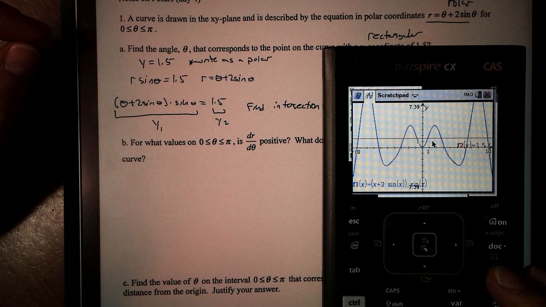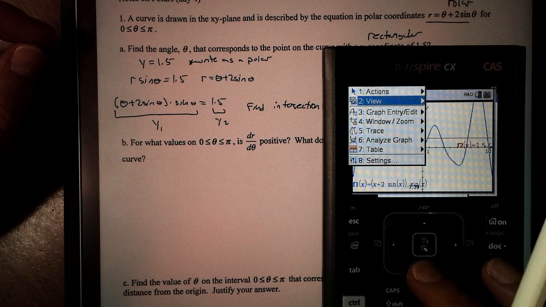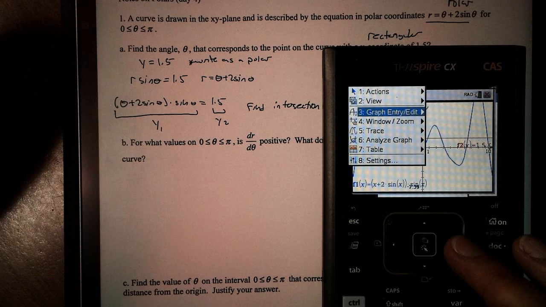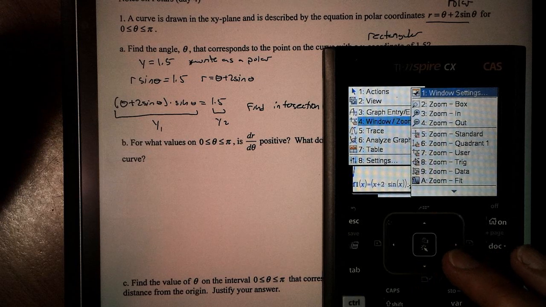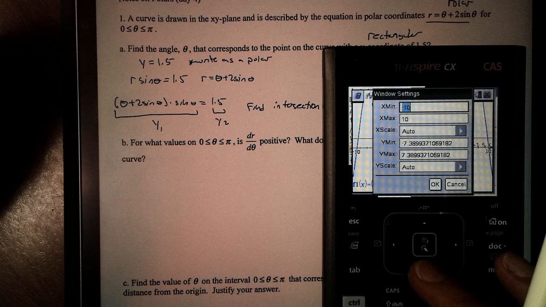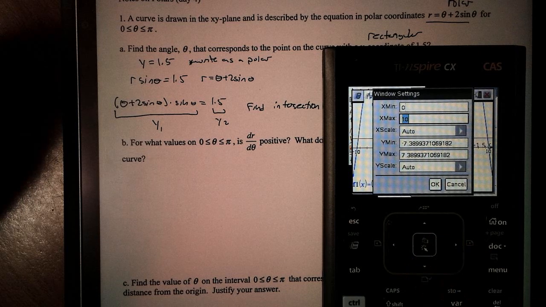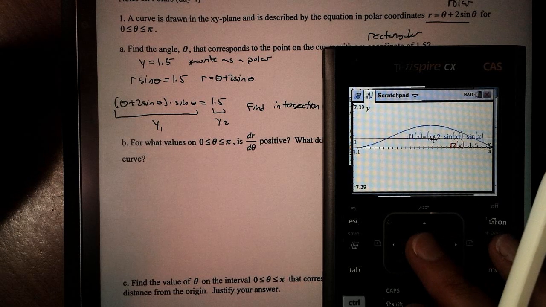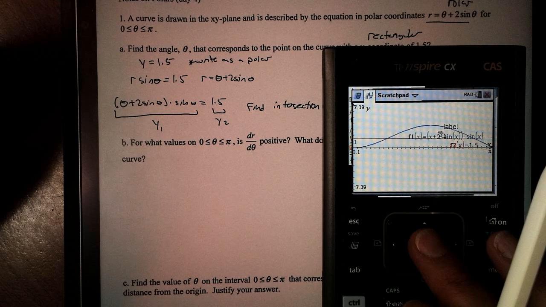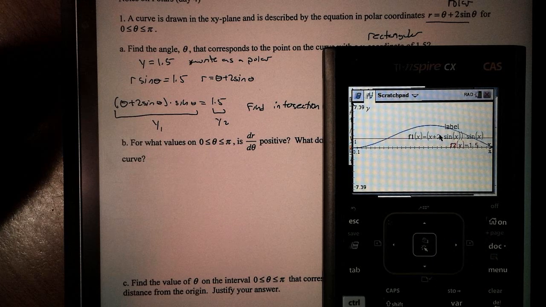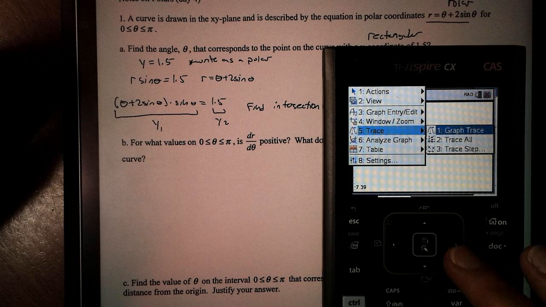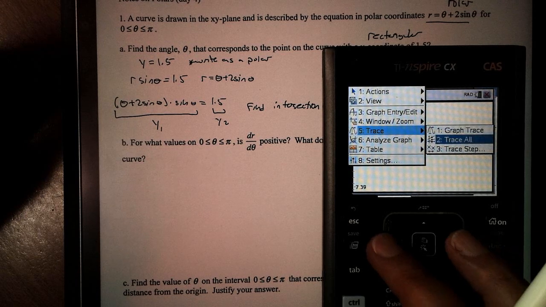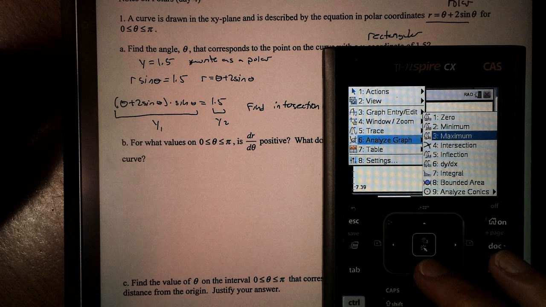So I'm going to go to the restrict the domain menu, edit my graph, or my window, do my window settings. I'm going to let my x's go from 0 to pi. Press enter, and now I only have 2 intersection points, and I have to find them both. So I'm going to get rid of this label here. I don't like the labels, so press here, delete, get rid of that. Go to menu, analyze graph. I want to find the analyze graph, not trace, and I'm looking for the intersection.